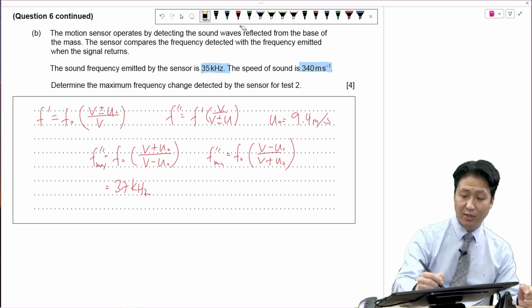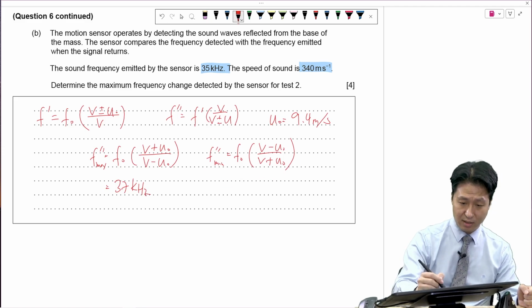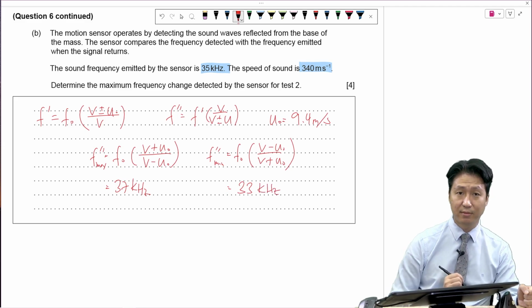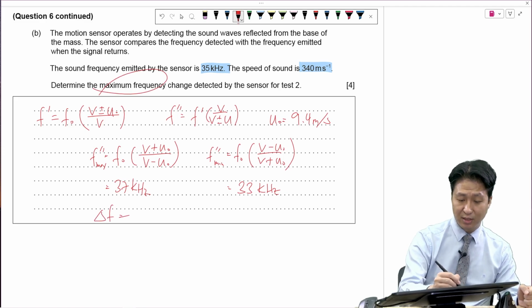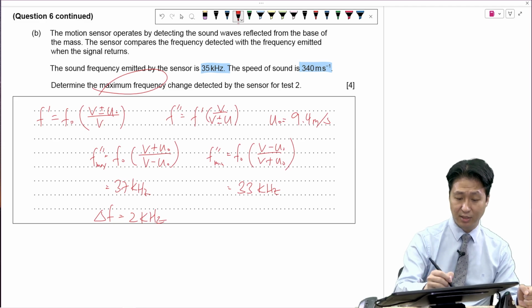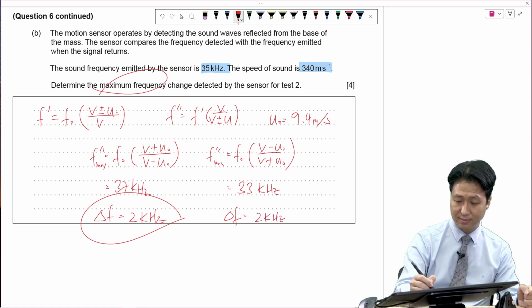And if you assume it's moving away, you would get 33 kilohertz. So the maximum frequency change would be 2 kilohertz in both cases. So this is plus 2 kilohertz. In this case, it's also minus 2 kilohertz, but it's still 2 kilohertz.